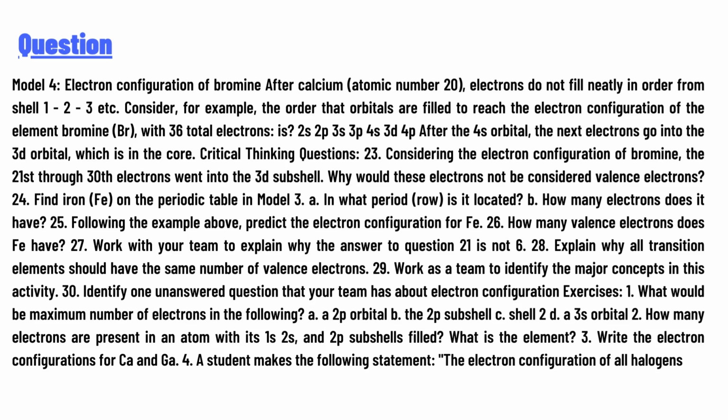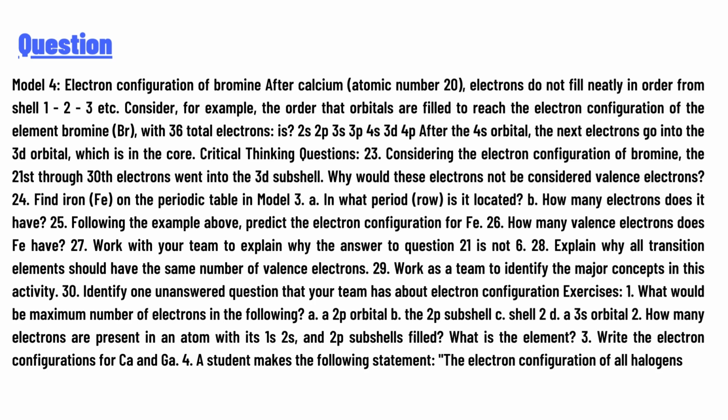24. Find iron on the periodic table in model 3a. A. In what period (row) is it located? B. How many electrons does it have? 25. Following the example above, predict the electron configuration for Fe. 26. How many valence electrons does Fe have?